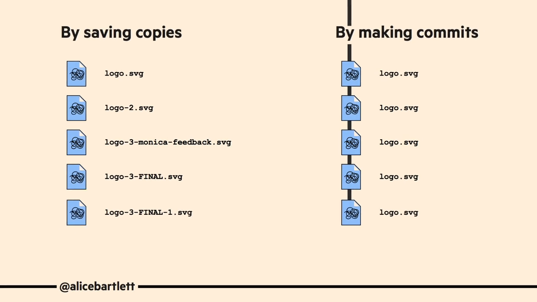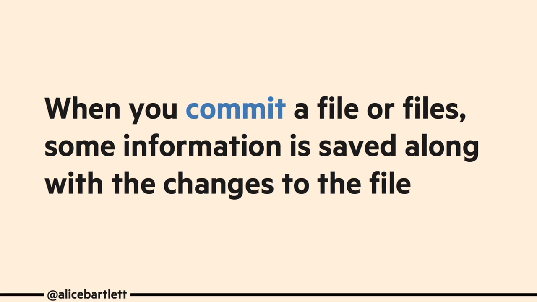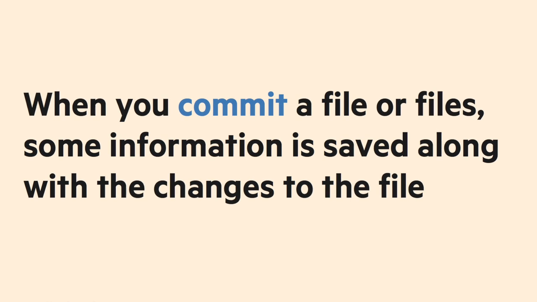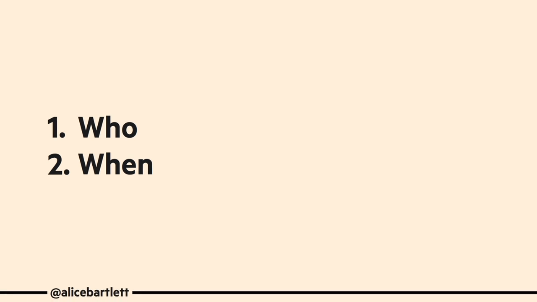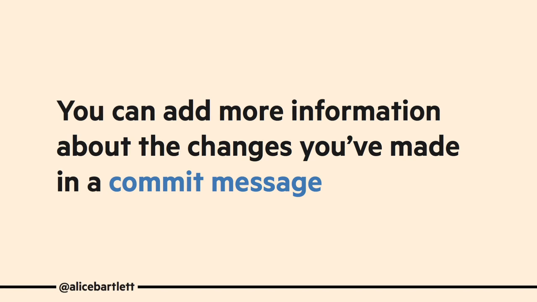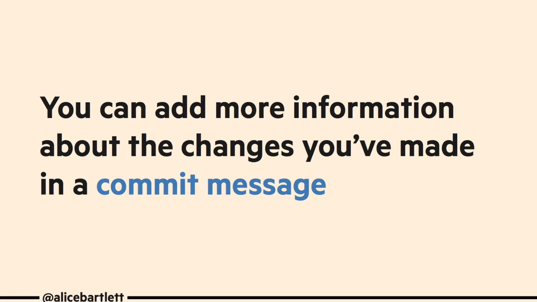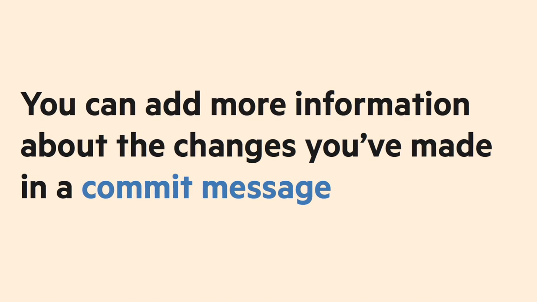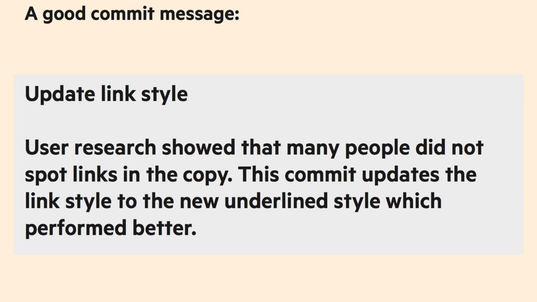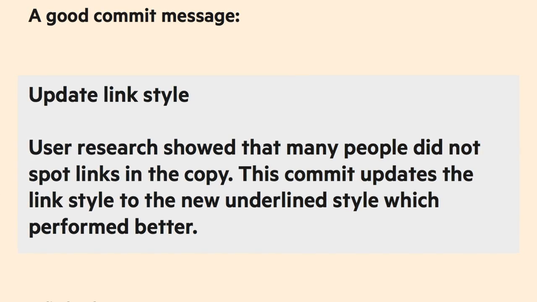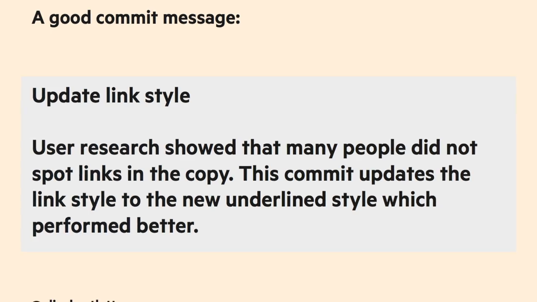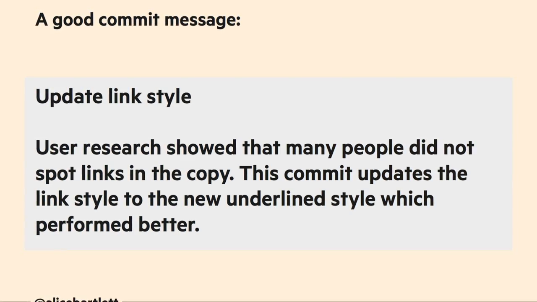When you commit a file or files, some information is also automatically saved along with that commit: who made the commit, and when they made it, like a timestamp. You can also add more information about the changes you've made via a commit message. So a good commit message will say why you made a change to something. It's not very useful to say what the change is, because if you wanted to know what the change was, you could just look at the differences between the first commit and the subsequent one.